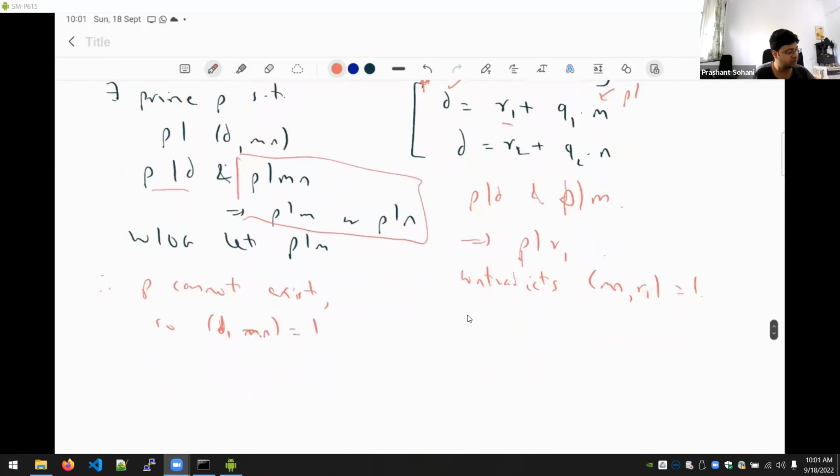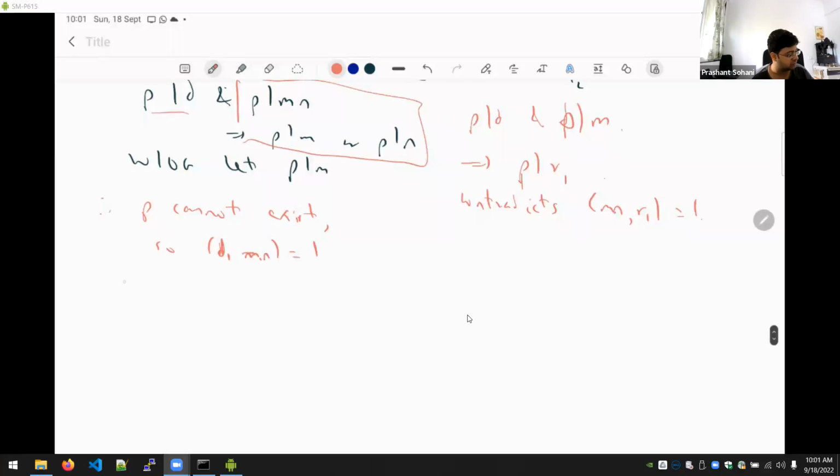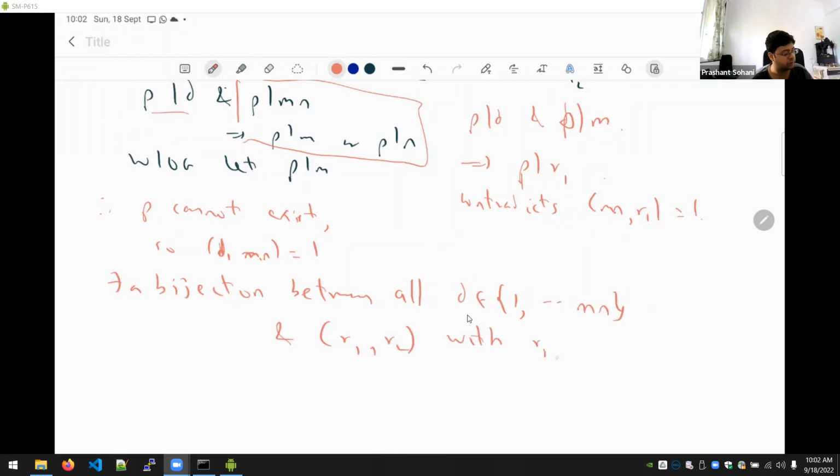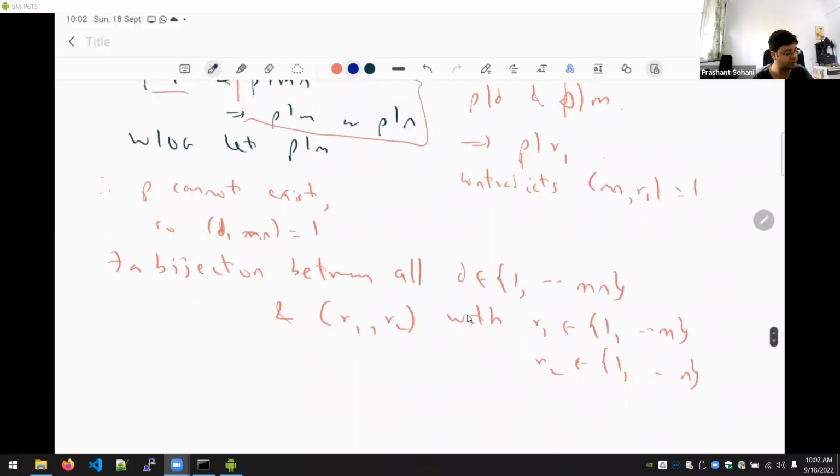Okay, so what you establish here is that there exists a bijection between all numbers D in the range, see, what I have previously shown was there just exists a bijection between all the numbers in the first set 1 to MN and the pairs R1, R2, with R1 in the range 1 to M and R2 in the range 1 to N. So this we had already established, but all that says is that the number of terms in this set is equal to the product of this. So MN is equal to M into N.